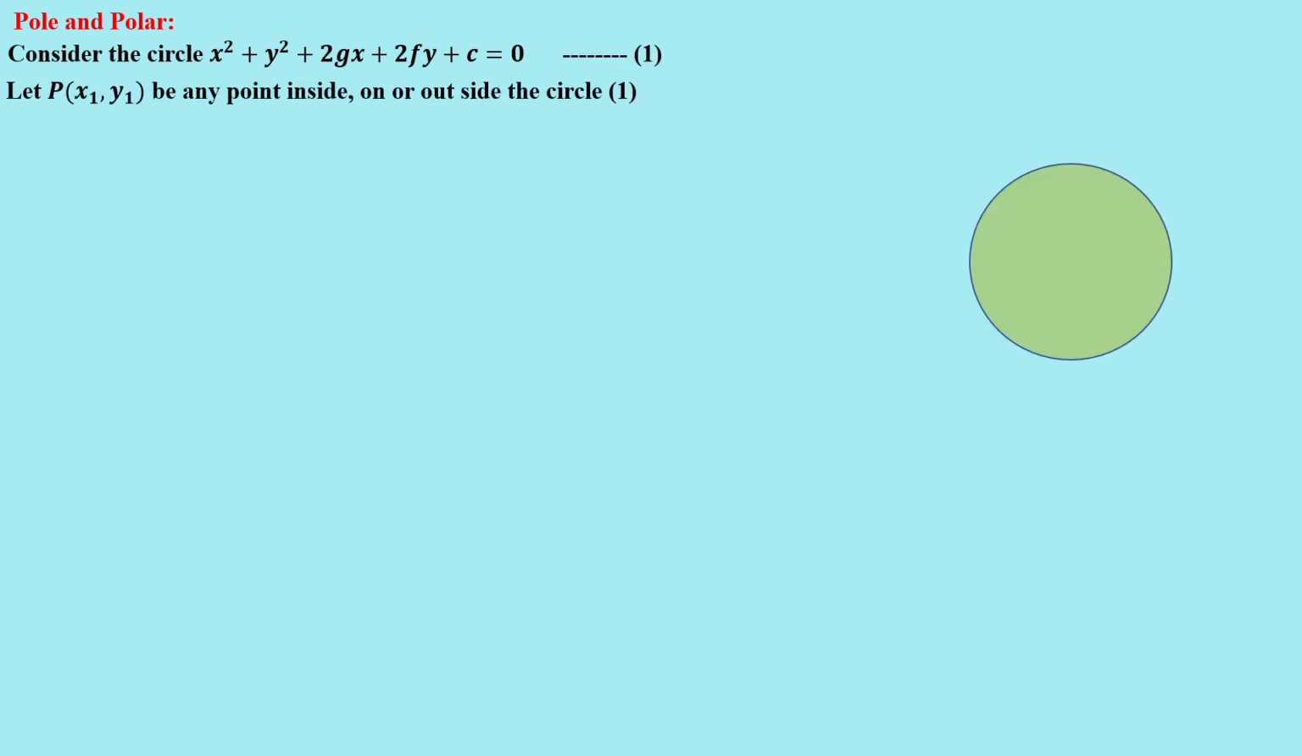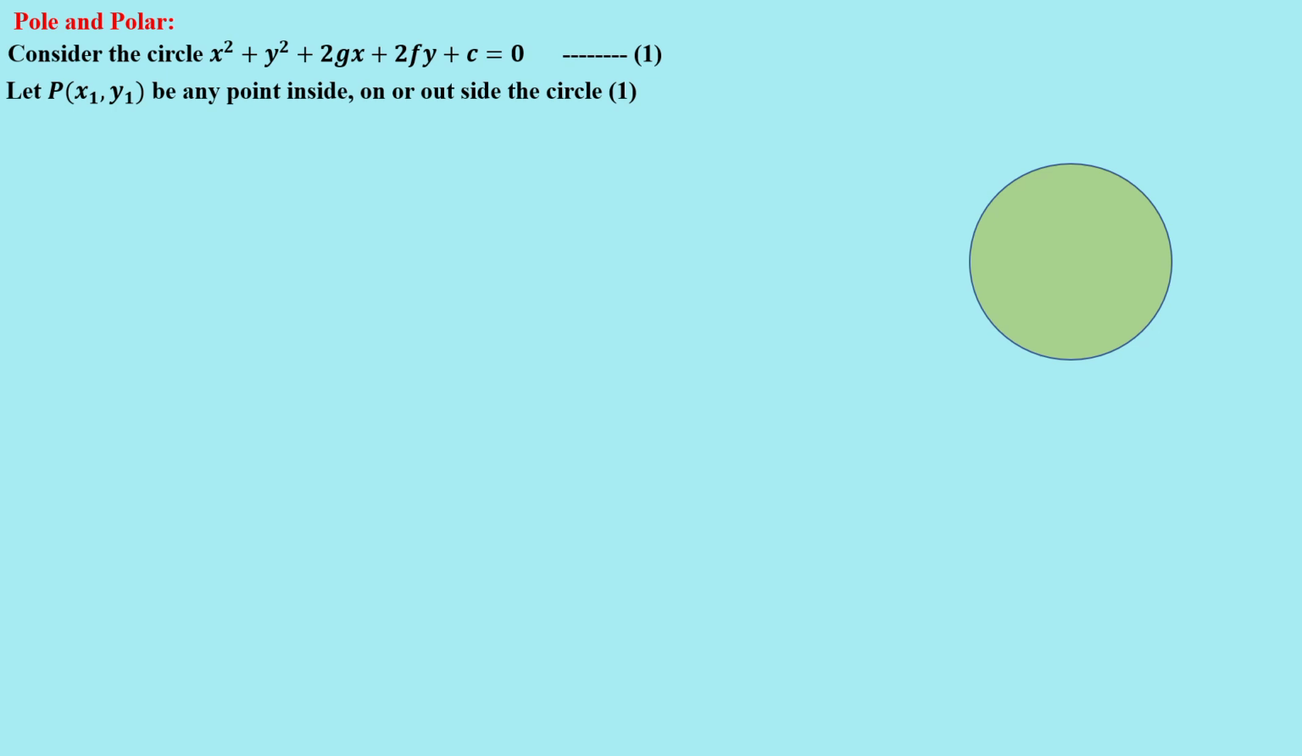Next we are going to see pole and polar. Consider the general equation of the circle x² + y² + 2gx + 2fy + c = 0. That is equation number 1. Let P(x1, y1) be any point inside, on or outside the circle.